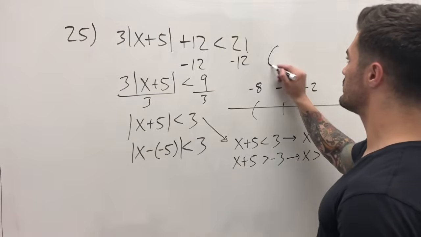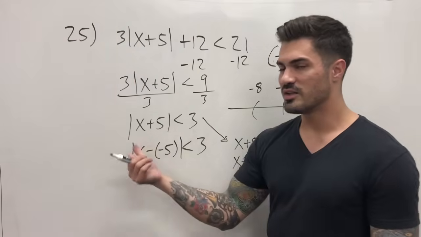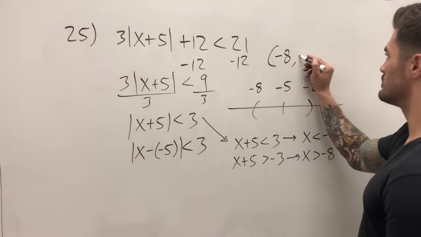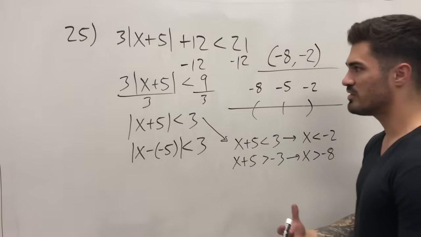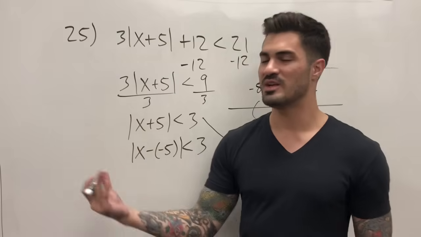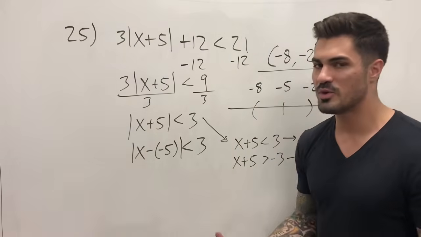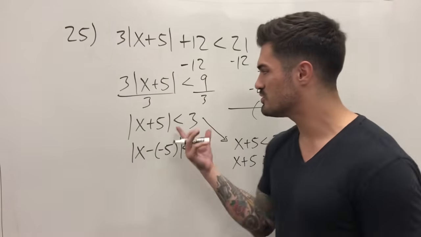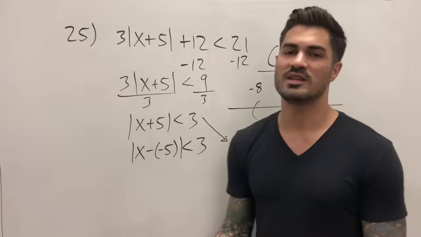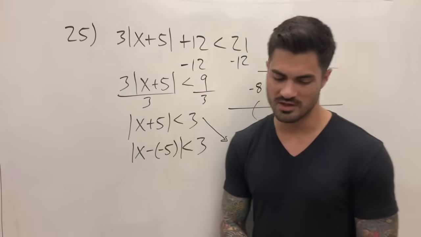And again, I'm using parentheses because I'm not including the endpoints. I have strictly less than, not less than or equal to. But hopefully all that makes sense. Again, whichever way you want to think of it, if you've never seen this whole distance between x and some number thing, then ignore that. Just separate it into two inequalities. But you have to remember that when you have less than, that's when you have a single interval as your solution. When you have greater than, that's when you have a union of two intervals as your solution. So let's go ahead and move on to the next problem.